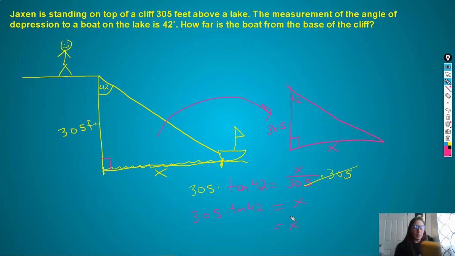I'm going to also round this to one decimal place. So 305 times tangent of 42, and that'll get us 274.6, because I'm rounding to one decimal point. Okay, so what's the question asking? How far is the boat from the base of the cliff? The boat is 274.6 feet away from the cliff. Yay! Thank you, trigonometry.